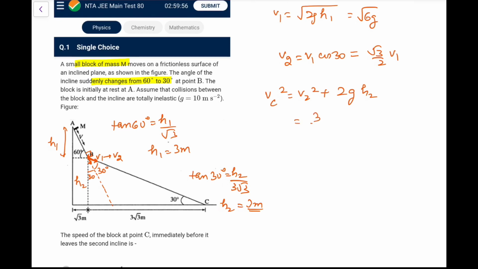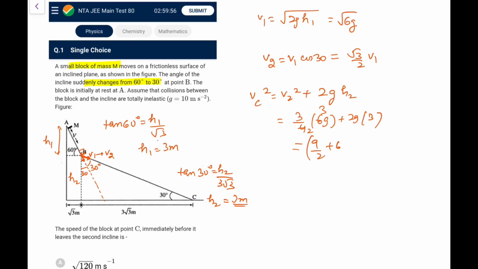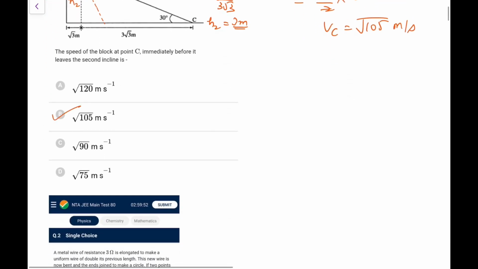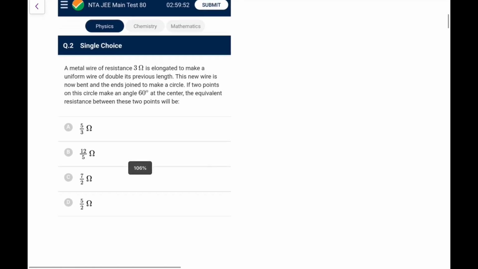So v2 square is 3 by 4 into v1 square, that is 6g, plus 2g into 3. So what we have now, this is 2, this is 3, this is 9 by 2 plus 6, times g. So we will get 12 plus 9, that is 21 by 2 into 10, that comes out as 21 into 5, that is 105. So vc comes out as root 105 meter per second. So we will go for option B in this case. Now it's a nice question.